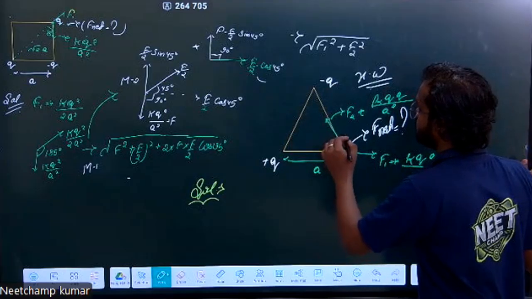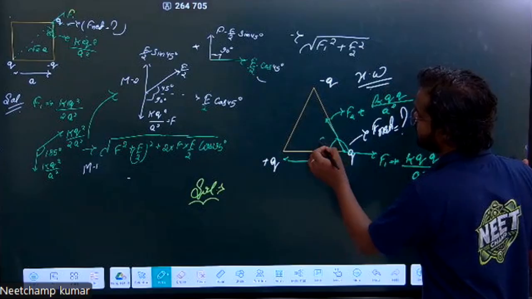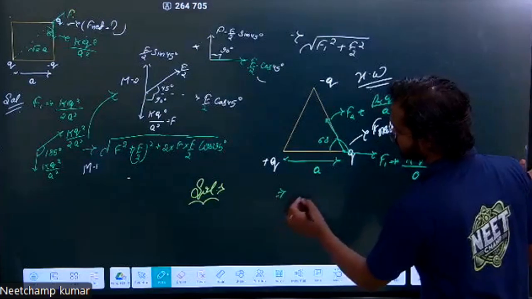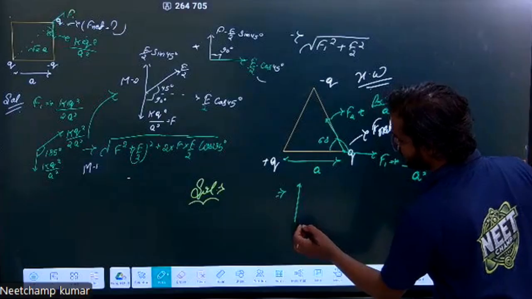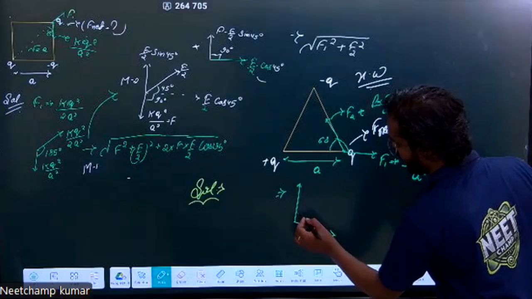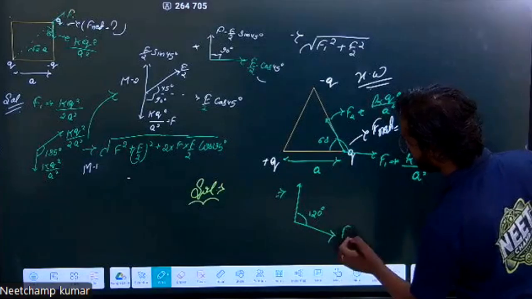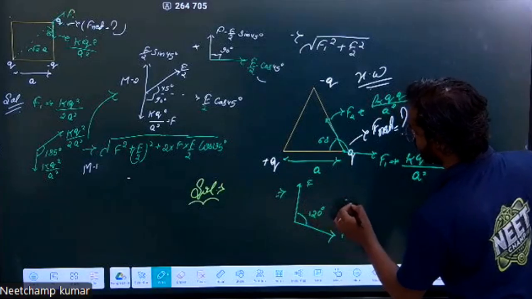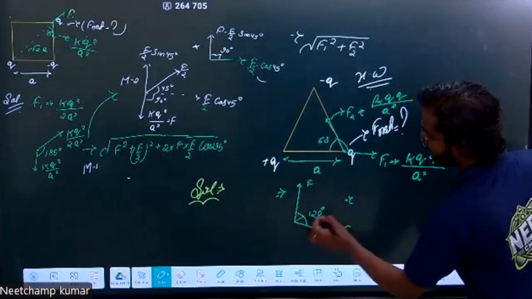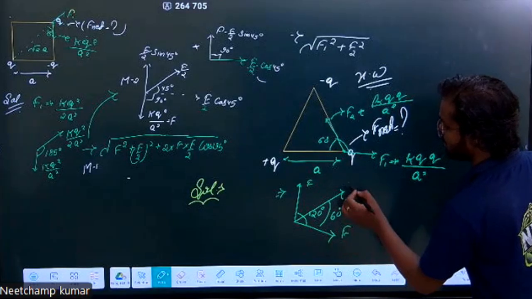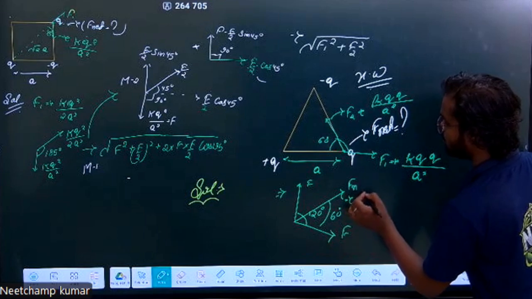And the angle between them is how much? If this is 60 degrees, this angle will be 180 minus 60. So we can see that there are two vectors like this, and the angle between them is 120 degrees. And this is also F, and this is also F. So in that case, the resultant will always go from the middle, and this angle will be 60 degrees. And what will be the value of F net?